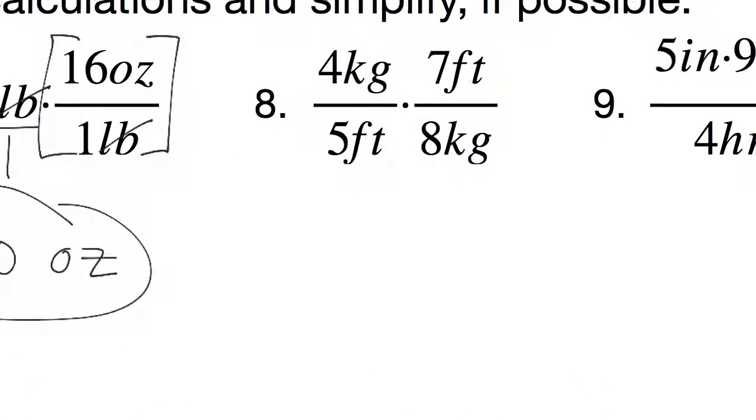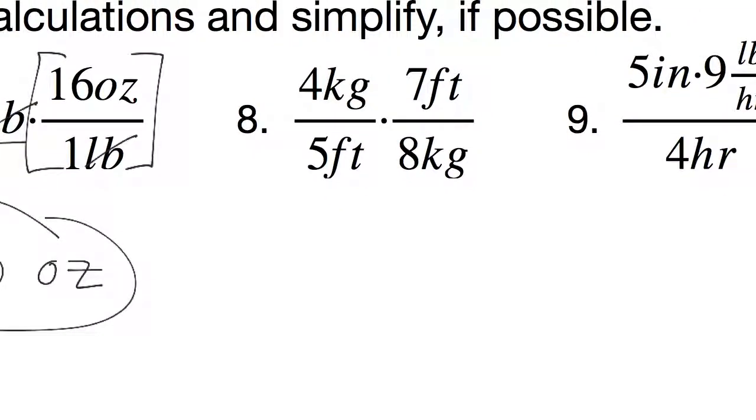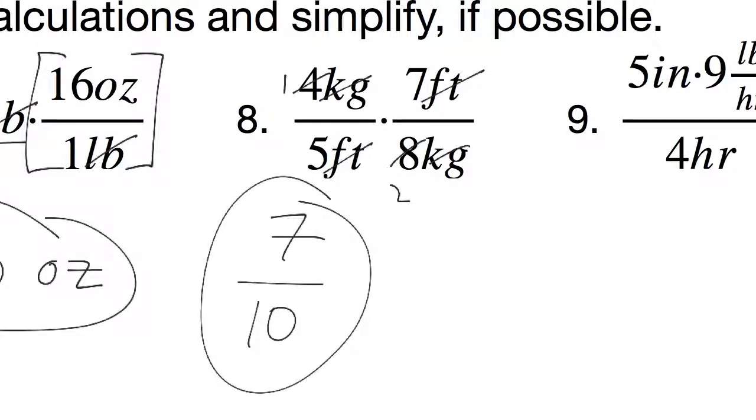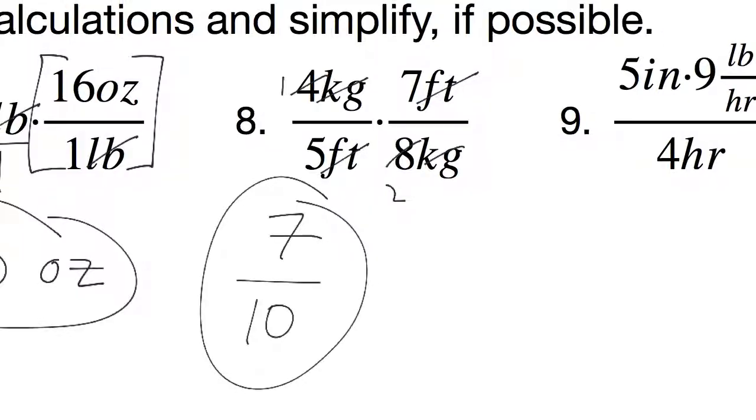Let's see. Now, 7 feet for 8 kilograms. Well, we just have these two fractions here. And so what's going to happen is the kilograms are going to cancel. The feet are going to cancel. And even the 4, and this becomes a 2, that cancels. So we're just left with 1 times 7 is 7, and 5 times 2 is 10. There are no units on this answer, it just cancels out to be 7/10.